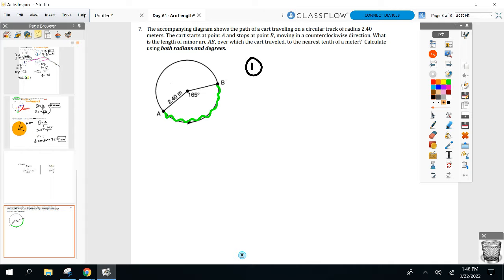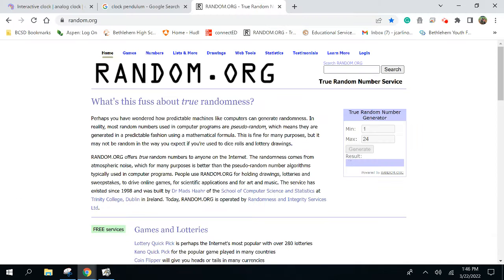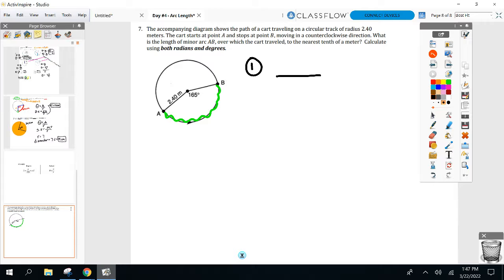Everyone see 165 degrees. So can we start off with the arc length formula with degrees? Can we start off right there finding it? Because you're going to have to do both. I want it done both in radians and in degrees. So we got degrees first, so let's do it. What am I going to do for my formula? Arc measure over 360 times 2 pi r. You're better than that. 2.4. All right, there it is.